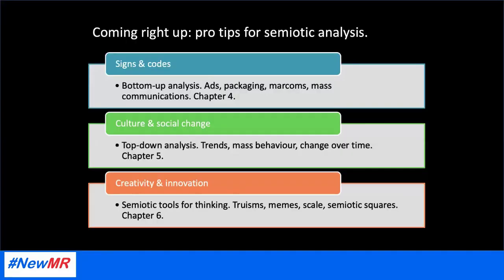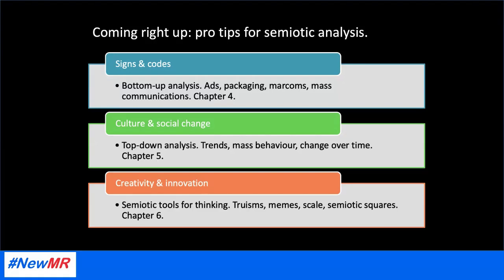So these are the chapters that we're discussing this week. There's another summary there of the types of things that we're talking about. When you're looking at signs and codes for your bottom-up analysis, you're probably in the territory of looking at things like ads, packaging, marketing communications, and even political advertising. When you're analysing culture and social change, you're going to be very interested in evidence of people's mass behaviour, or cross-cultural differences around the world that can be documented, or historical change over time. All of that is helpful in letting you form a big picture of what's going on in the world and where we're headed.